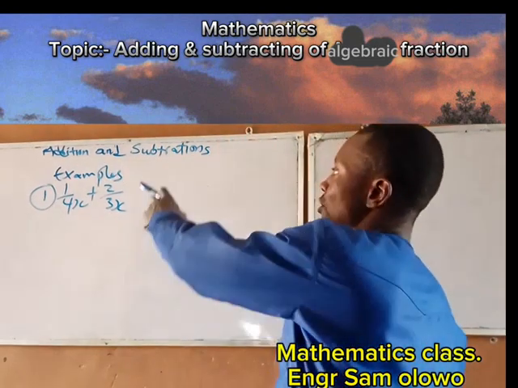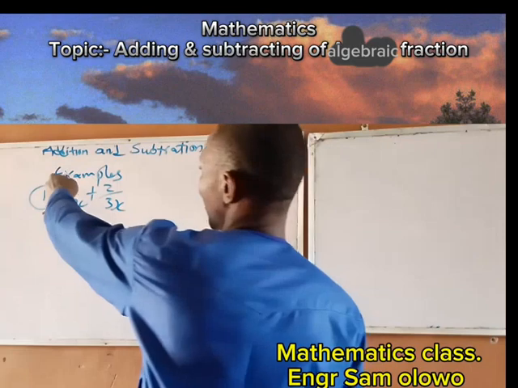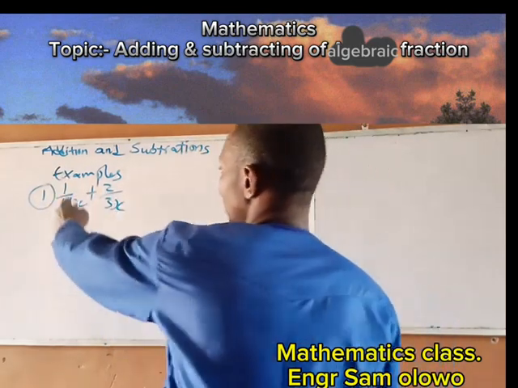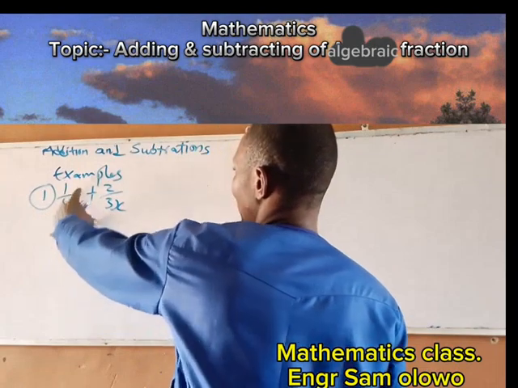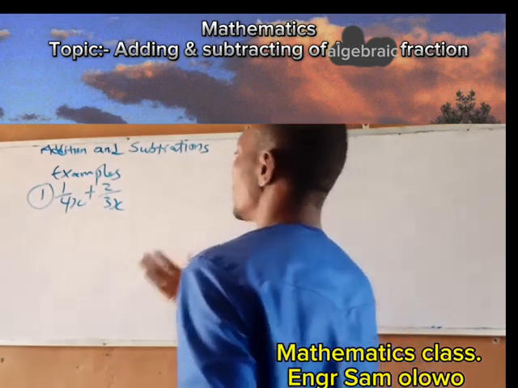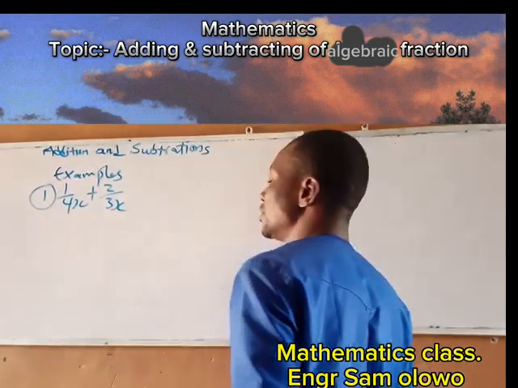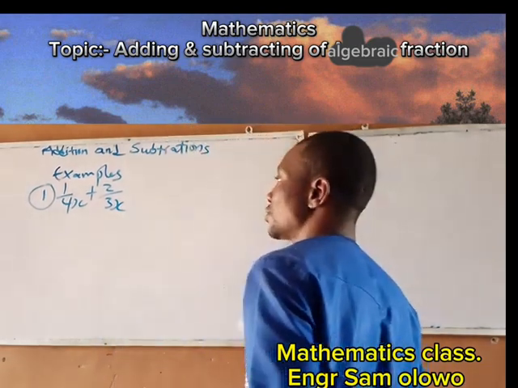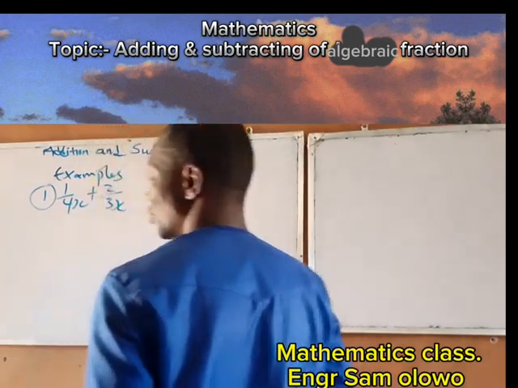So the first example we want to consider is 1 all over 4x plus 2 all over 3x. 1 all over 4x is a fractional number. 2 over 3x is also another fractional number, and you have to add them together. The same way you did your addition and subtraction of fractions in primary school is still the same way you are going to approach this.